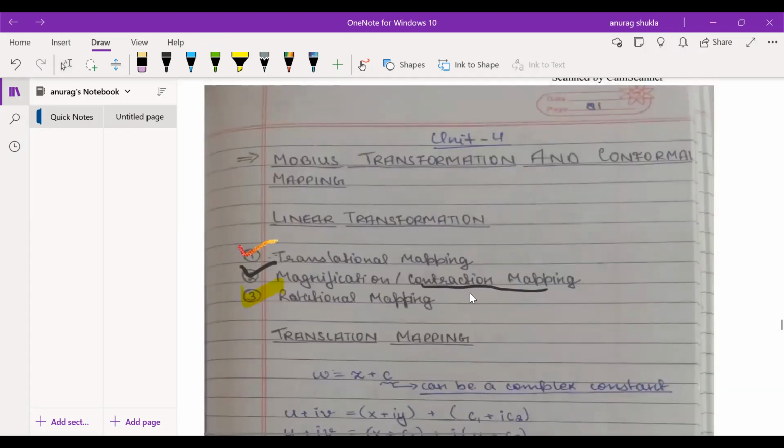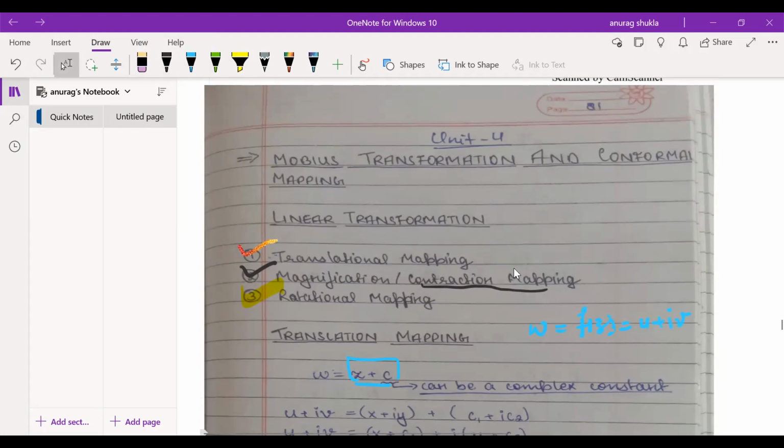I already told you, if we have W equal to f(z) equal to u plus iv, we all know this is a complex function. And suppose f(z) is given as z plus c. This is actually a linear transformation, so the degree of z is 1 here. z plus c, where c is any complex constant, meaning c1 plus i c2.